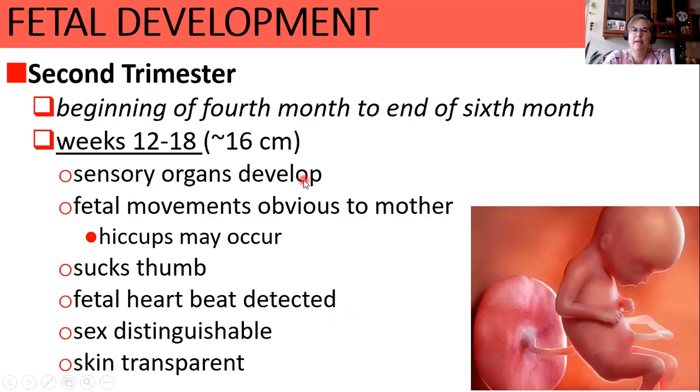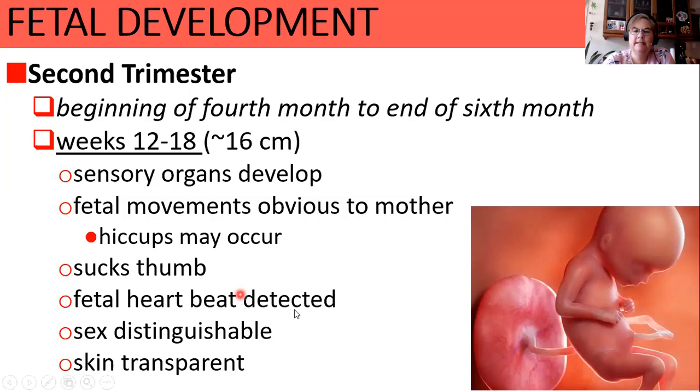Mom starts to feel baby moving around, and baby can even hiccup. So there's this little hiccup which feels like little rhythmic movements, and you're sort of wondering what this weird rhythmic movement is. Hiccuping is actually a way for the fetus to practice breathing movements. Baby can start sucking their thumb. And I had an ultrasound at this time with my first son, and you could see him sucking his thumb.